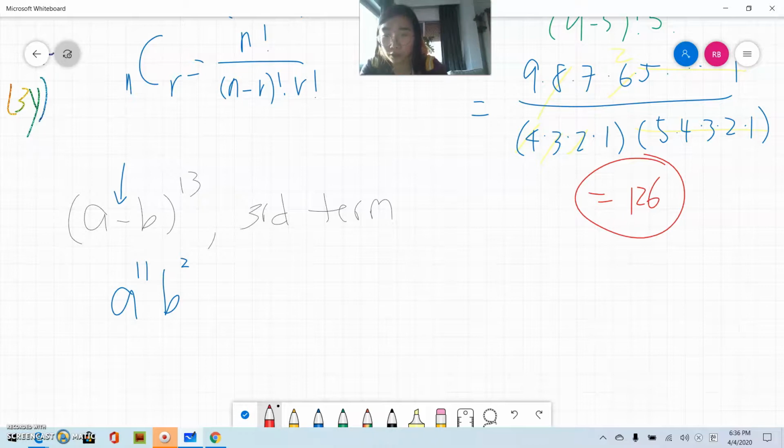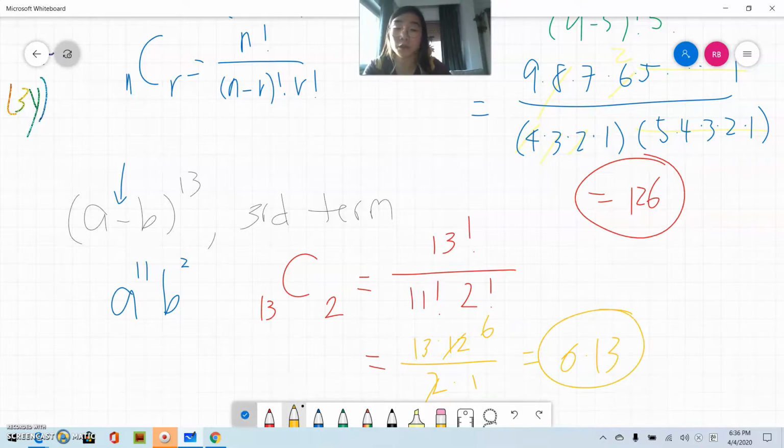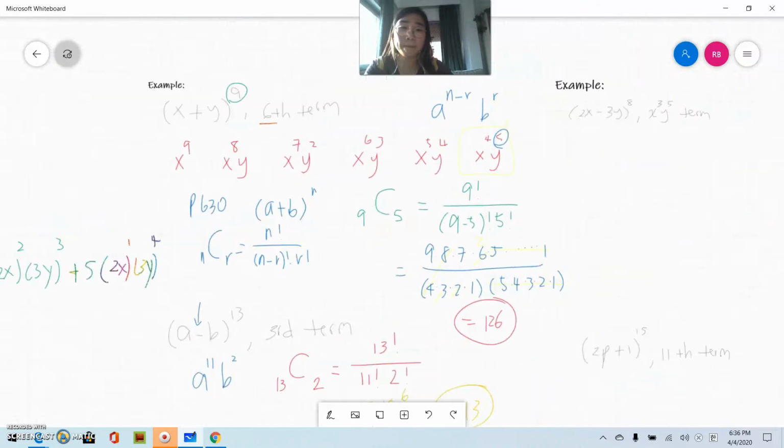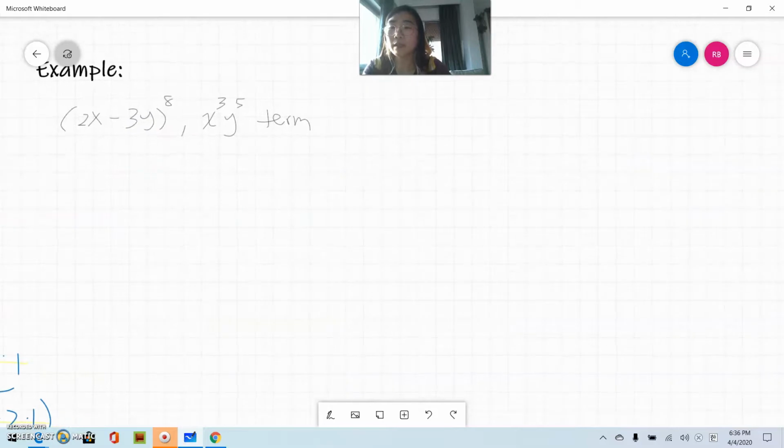So let's do this again. 13, 2. So it's 13 factorial over 11 factorial because 13 minus 2, and then 2 factorial. So then everything gets canceled with 11 factorial. So the only thing I have left is 13 times 12 and then 2 times 1, right? So it's 6. So 6 times 13 is my answer for the coefficient. Okay? All right.